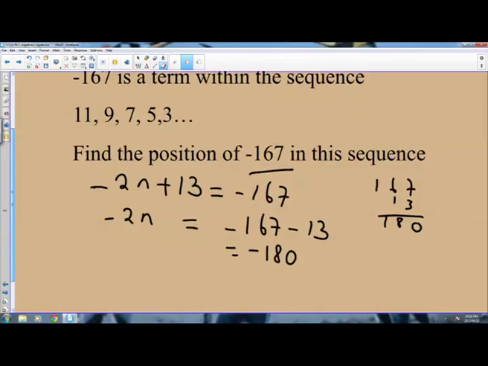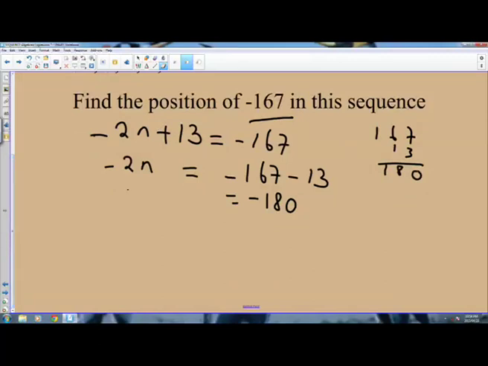Then we are to solve for n, because we are to find out the position of negative 167. Divide both sides by negative 2. Whatever we do on the right hand side should be done on the left hand side. This 2 cancels this, and then it's n. So n is equal to minus 180 divided by negative 2. We get 90. So n is equal to 90.